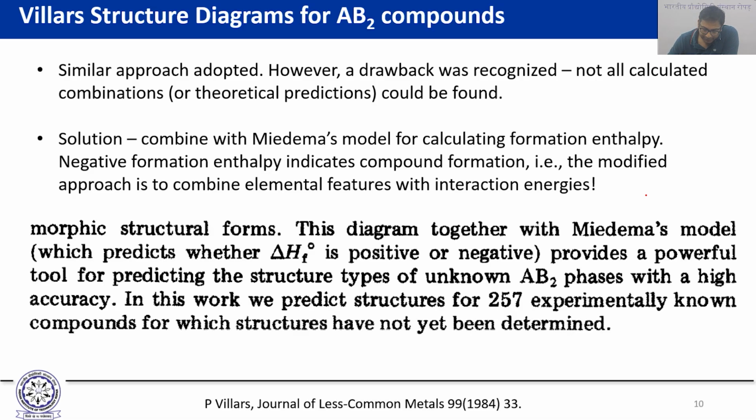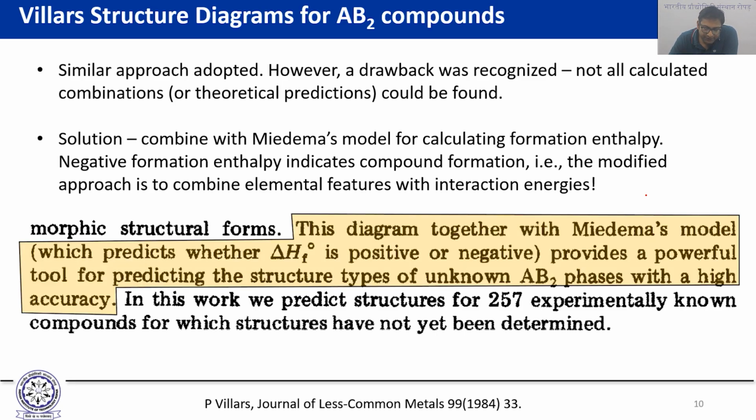So here's an excerpt from Villars' paper, and if you look at what he writes in this highlighted region, he says that this diagram, together with Miedema's model, which predicts whether the heat of formation is positive or negative, provides a powerful tool for predicting the structure types of unknown AB2 phases with high accuracy. So this is where Villars was headed. So increasingly his concept behind the structure diagrams was becoming much more sophisticated, but as they were becoming much more sophisticated, they were also becoming much more complicated.